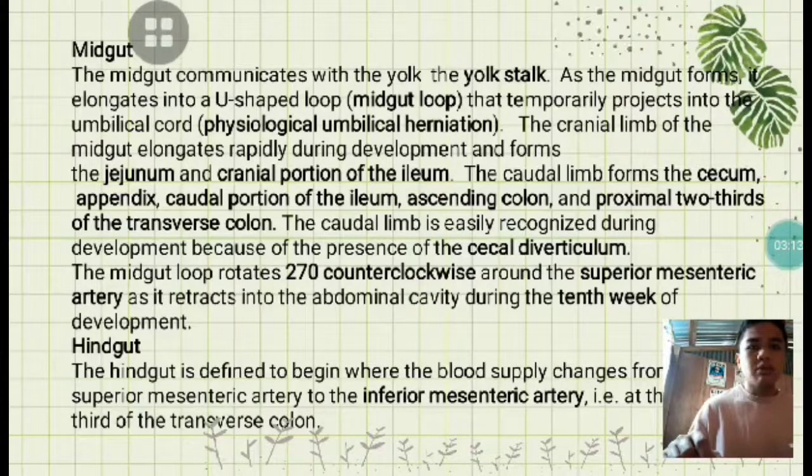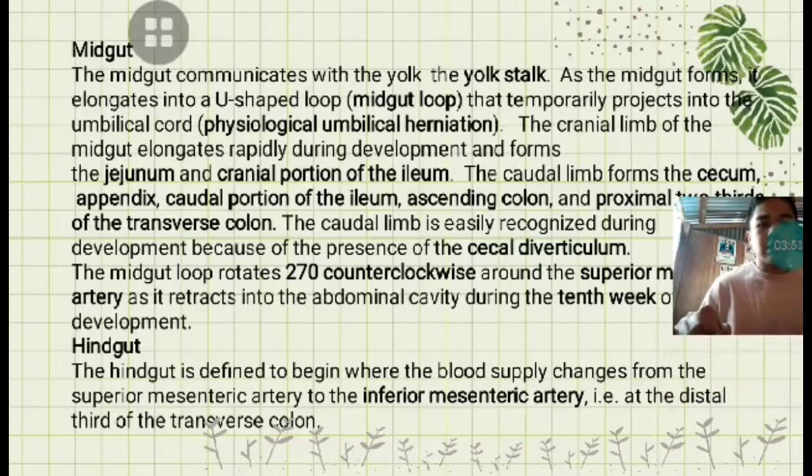The midgut loop rotates 270 degrees counterclockwise around the superior mesenteric artery as it retracts into the abdominal cavity during the 10th week of development. The midgut develops into the distal duodenum, jejunum, ileum, cecum, appendix, ascending colon, and proximal transverse colon.